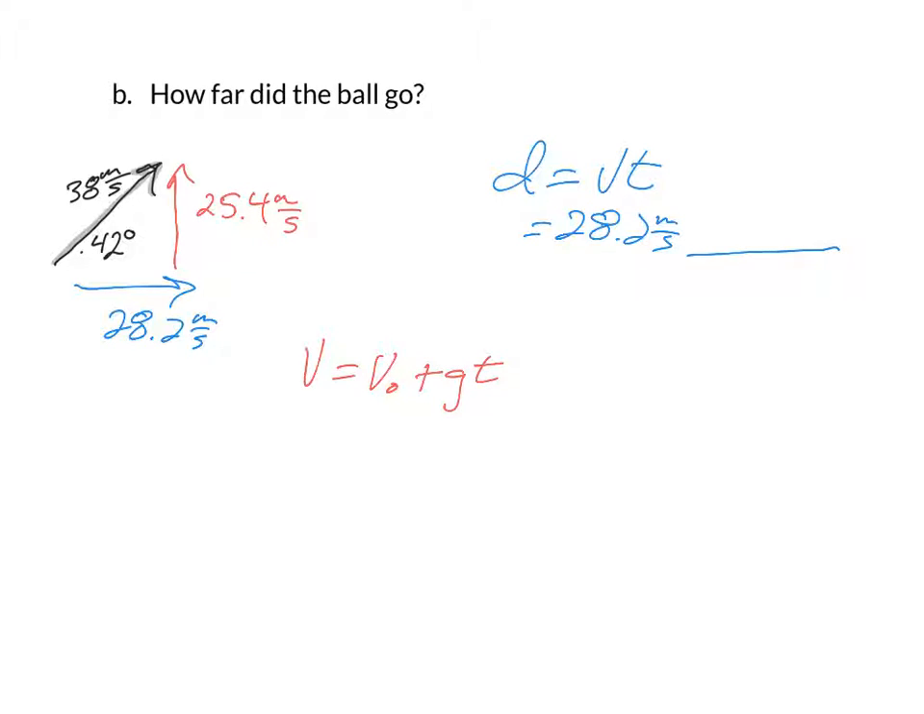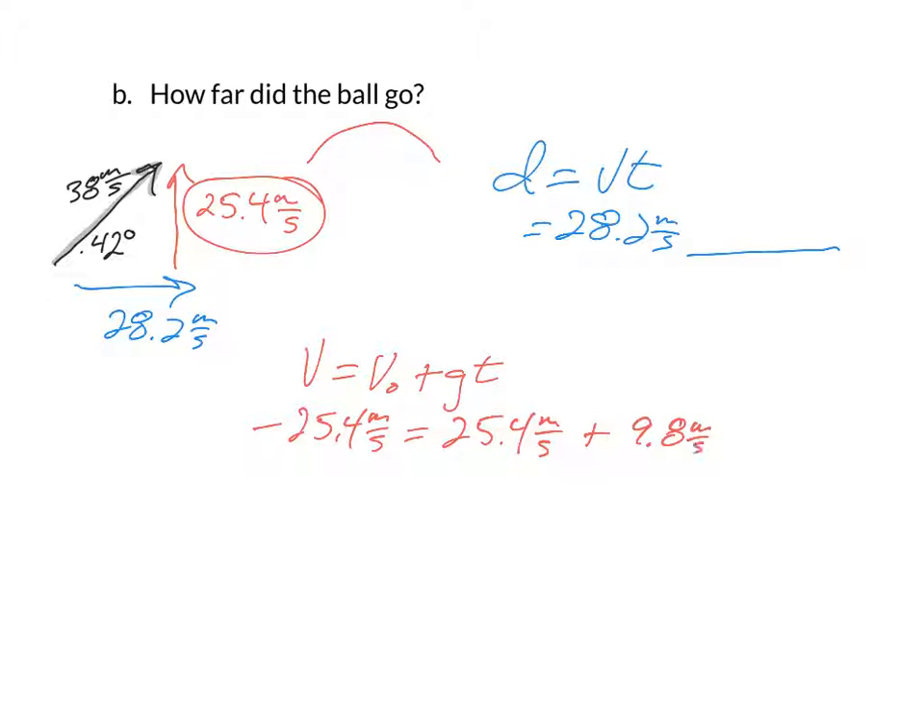Final velocity is not 0 on this because it's the up and down. My down is final. It's negative 25.4 meters per second. I got that right from there. My initial is 25.4, but up, so it's positive. That's really important. Gravity's in here, and it's negative. And I'm going to solve for time.